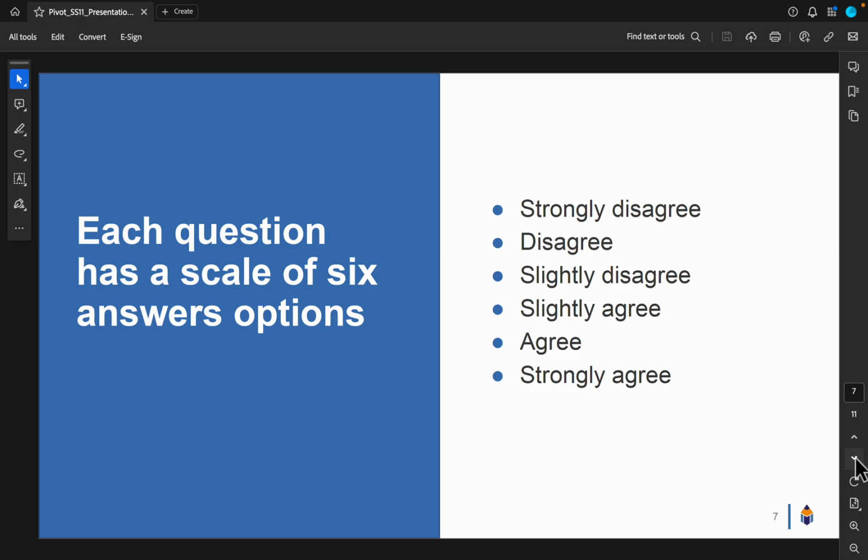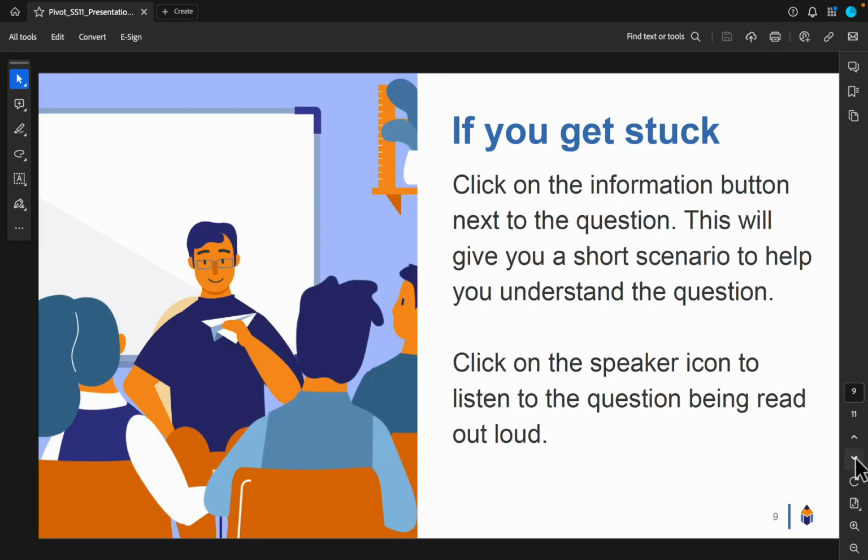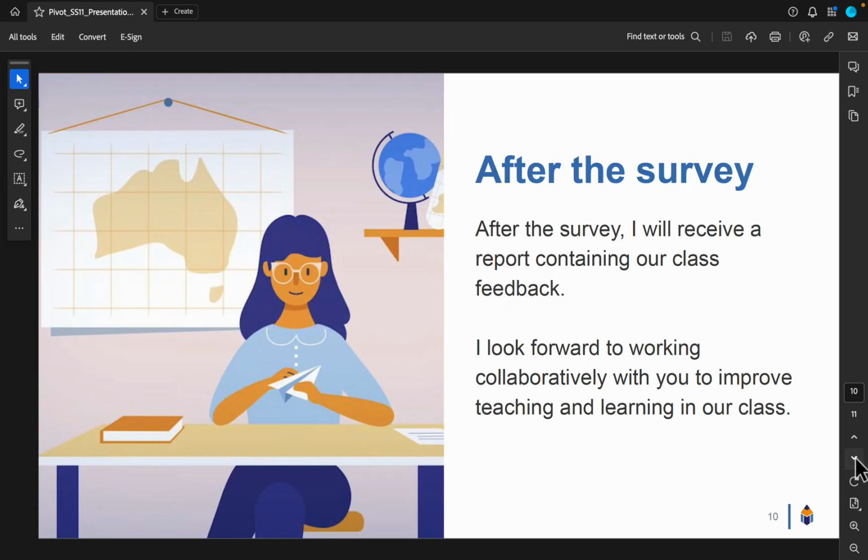You'll see that it's a 6-point scale. So it will force you to move towards either disagreeing or agreeing. There's no neutral there. That's an example of the type of question that you will be asked. And if you're not sure about what the question is asking, you can hover over that question and you will then get a further explanation about what the question is actually on about.